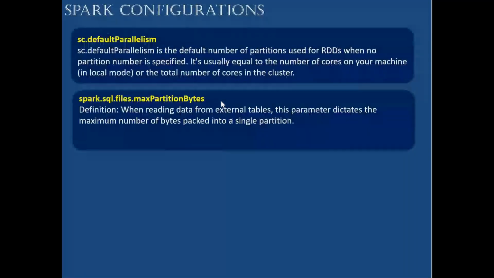sc.defaultParallelism is mainly for the RDD. Here we are using the Spark session, spark.sql.files.maxPartitionBytes. Okay, next.